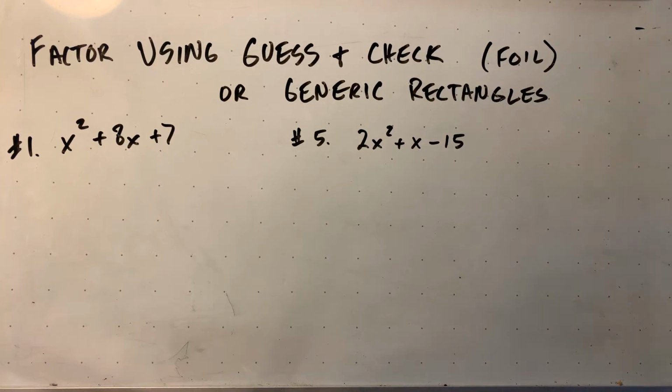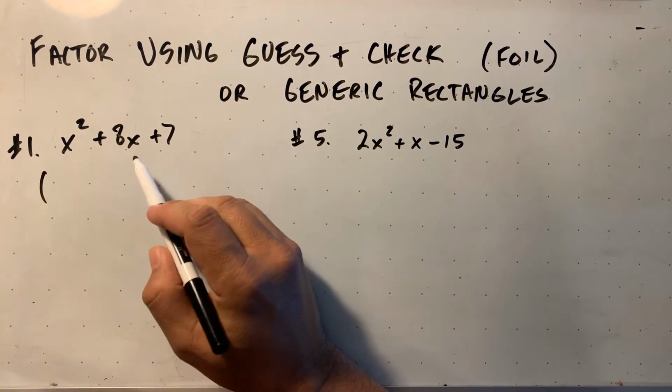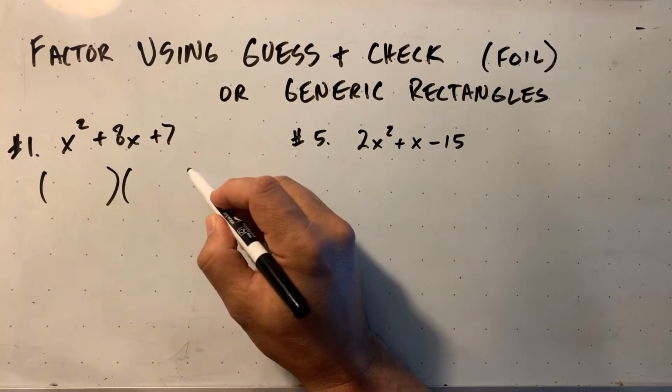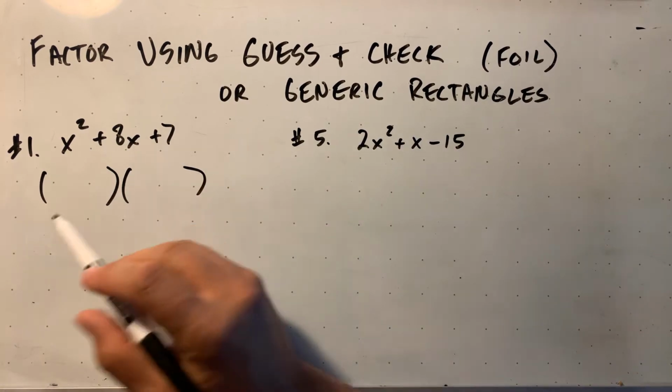Okay, going to be doing a few examples using factoring and the guess and check option or FOIL, and then also factoring using generic rectangles. So here are a couple of examples. If we want to go ahead and take this quadratic or trinomial, we can break it up into a binomial times a binomial, or factoring it.